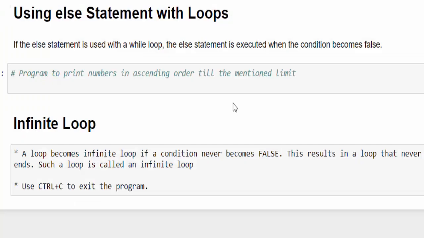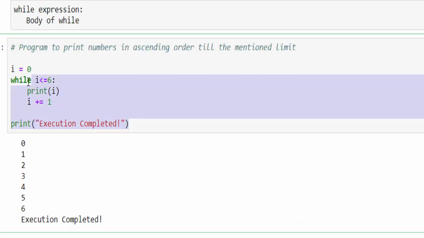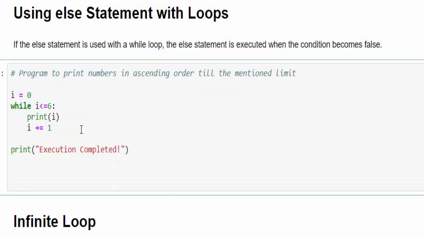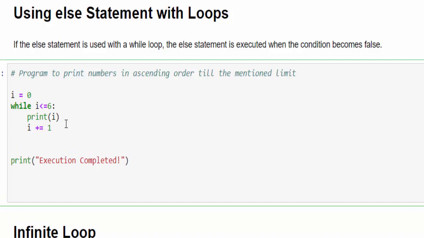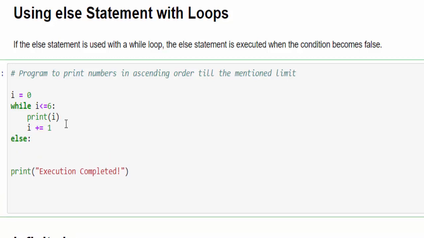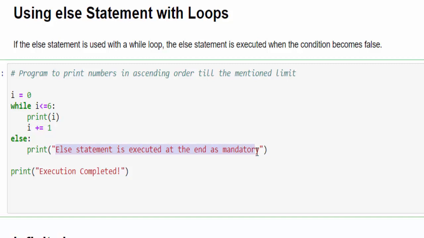The best thing about Python loop statement is we can add else statement to the while loop also, which is not available in any programming language like C or Java. Now we will see how to add the else statement to the while loop. Same program, I'm just copy pasting it. The syntax is very easy. After while, type else colon enter. Now print the statement. I am printing else statement as else statement is executed at end as mandatory.